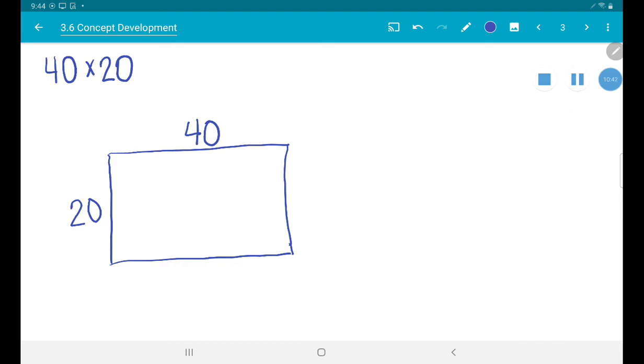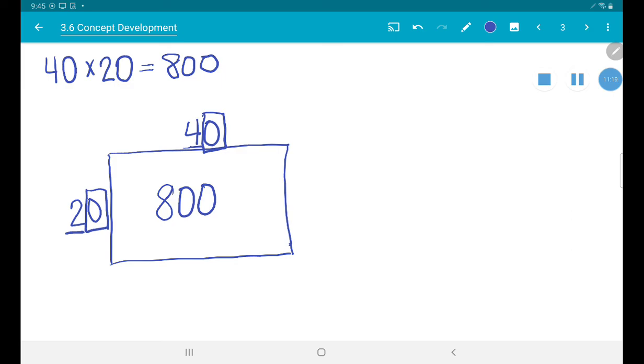Okay. So now what do I do to solve? Well, first you can do 4 times 2, which is 8. And then you get both the zeros and you put them down here. Take the 0 from my 20 and the 0 from my 40. That's 800. So my product is 800. 40 times 20 is 800. How do you feel about that? Pretty good? Awesome. Let's try another one.